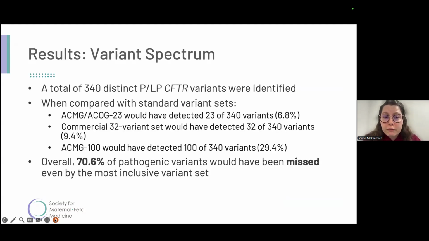A total of 340 distinct pathogenic and likely pathogenic CFTR variants were identified. When compared with standard variant sets, the ACMG/ACOG 23 would have detected only 6.8% of those. When compared to the commercial 32 variant set, it would have only detected 9.4% of those. And the ACMG 100 would have only detected 29.4% of the 340 pathogenic variants. So overall, 70.6% of pathogenic variants would have been missed, even by the most inclusive variant set.